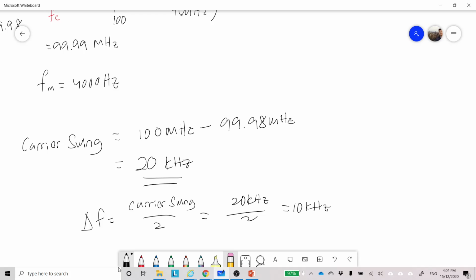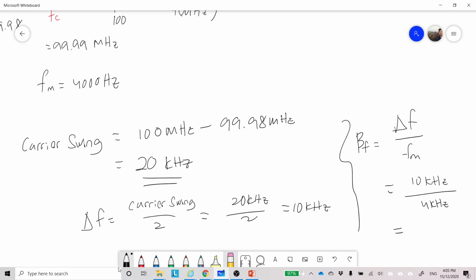And then the value of beta, so we can find the value of beta. So beta F is equal to delta F divided by FM. So this is 10 kilohertz divided by 4 kilohertz. So you will get 2.5. Okay, so 2.5.